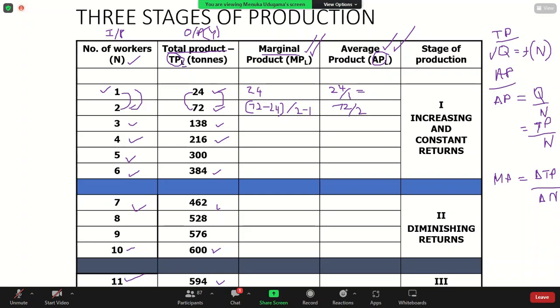Now I'll give you a few minutes. Just try and work this out, and let's check the answers together.